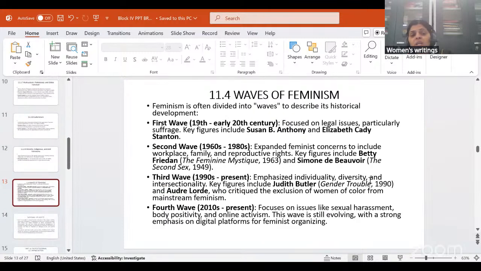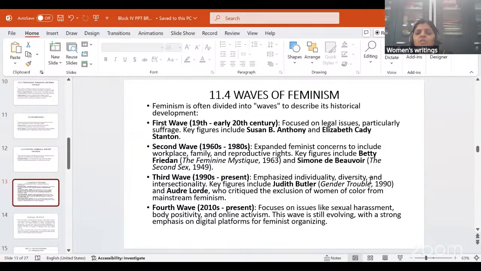Now, once we understand the various types of feminism, it is necessary to know how exactly the waves of feminism affected life and societal conditions. So we get to know the waves of feminism in 11.4. Feminism is often divided into waves. So how many waves do we have? The first wave is between the 19th century and early 20th century, which focused on legal issues, particularly suffrage. That's why this movement is called the women's suffrage movement.